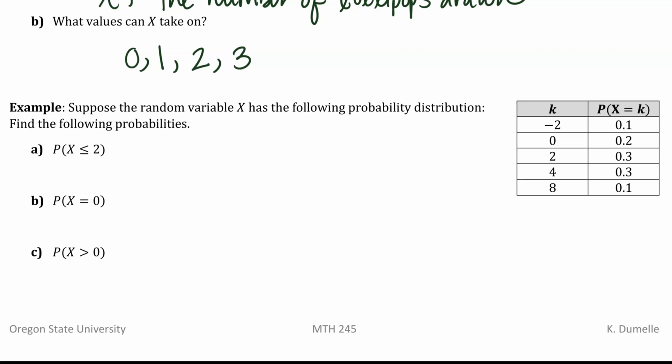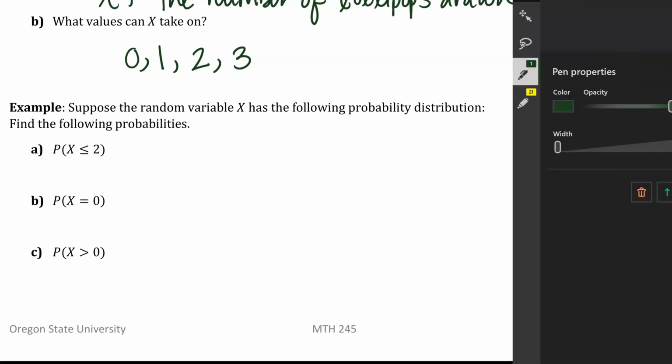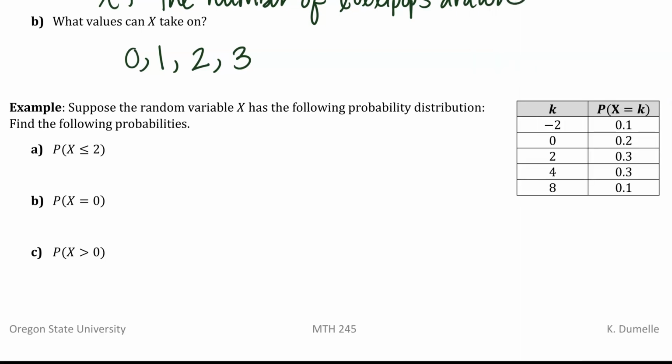What is the probability that x is less than or equal to 2? So using that table, we want to look and see where are the values where x is less than or equal to 2. Okay, less than or equal to. So it can be 2 or it can be smaller. So that would be these. And then the associated probabilities, because we want the probability, would be those 3. So it would be 0.3 plus 0.2 plus 0.1, which gives us 0.6.